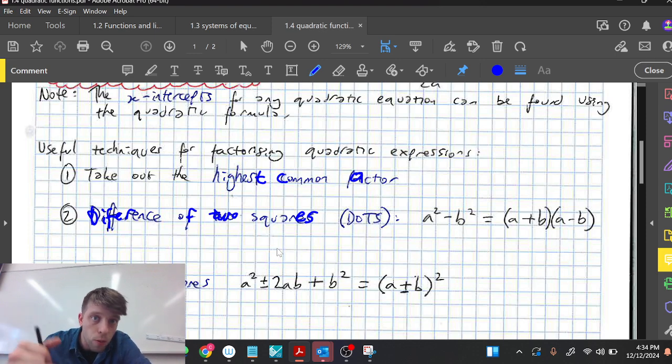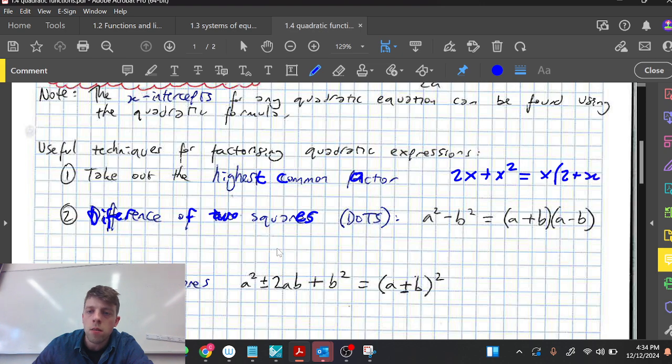Now, we need to know how to factorize quadratic equations. So we go through a procedure. Step 1 is we check to see if there's a highest common factor. If there is, we can just take it out. So for example, if we have the expression 2x plus x squared, notice that both of these terms can divide by x. So if we divide them both by x, we can take out x as the factor, and we're left with 2x divided by x, which is 2, and x squared divided by x, which is x. So that's factorized there.